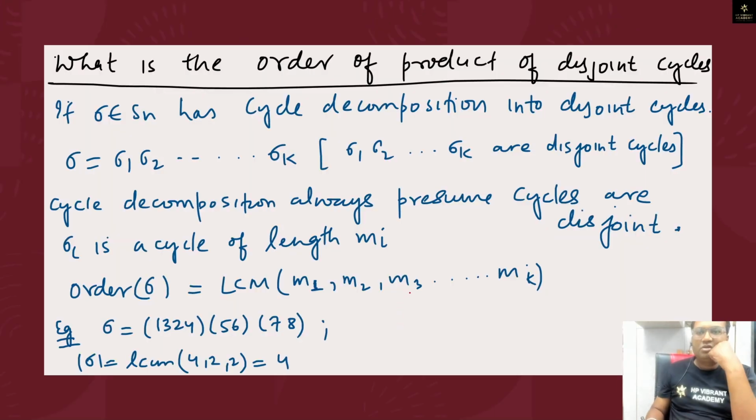So what is the order of a product of disjoint cycles? Suppose we have a permutation sigma, and we have decomposed it into disjoint cycles, sigma 1, sigma 2, and so on. Let us consider the lengths of these cycles: suppose the length of sigma 1 is m1, the length of sigma 2 is m2, and the length of sigma k is mk. तो सिग्मा का जो ऑर्डर होगा वो LCM ऑफ m1, m2, m3, ..., mk हो जाएगा। समझ में आ रहा है?